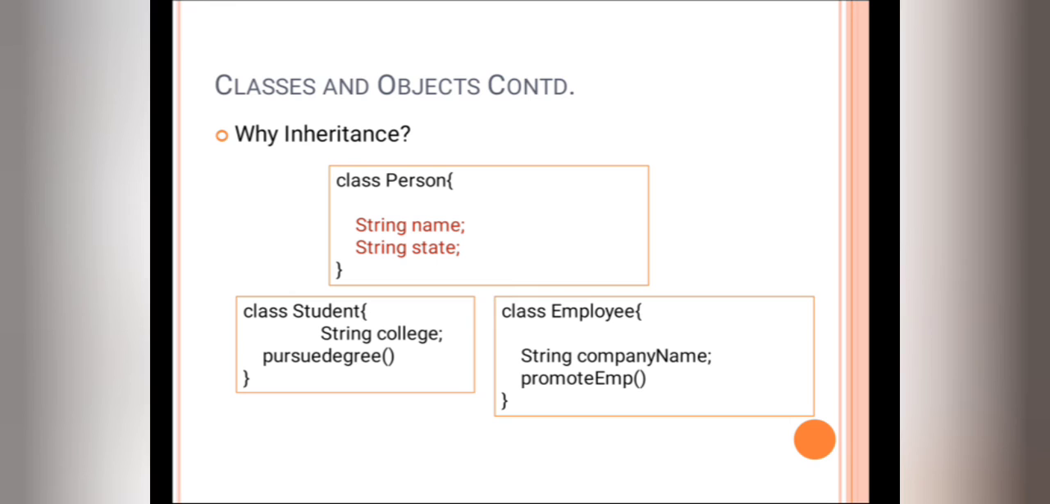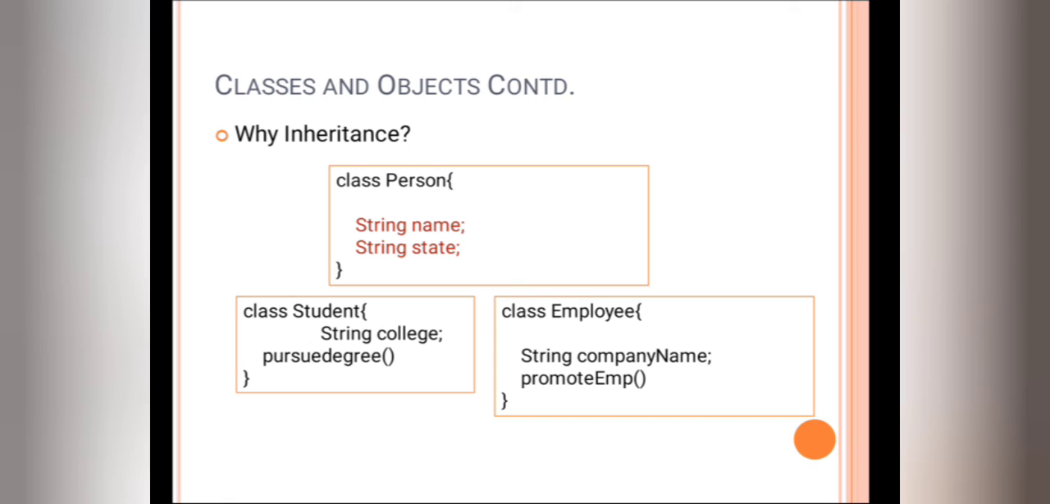But if we want to add more functionality, we add a string college and a pursue degree function in class student. So now class student will have the attributes name, state, college, and the function pursue degree. Likewise, class employee will have the attributes name, state, company name, and the promote employee function. Here you can observe that we are not rewriting the string name and string state attributes again and again. This is the importance of inheritance. This is a small example of the use of inheritance.